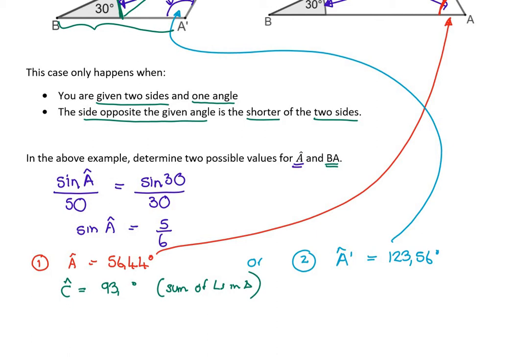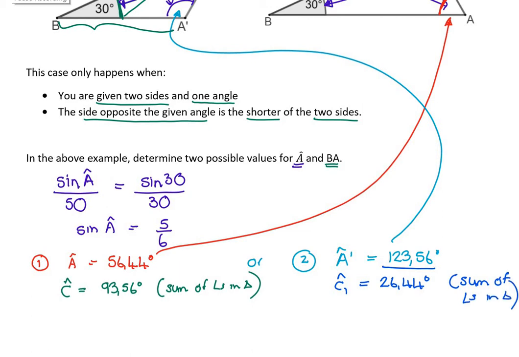Now I've just realized it's not 93.6, sorry, my mental math's letting me down. It's 93.56 degrees. Now my second option is I could have found angle C in the first triangle by doing 180 minus 123.56 minus 30, and I would have got 26.44 degrees. So there's two completely different possibilities, so sum of angles in my triangle.